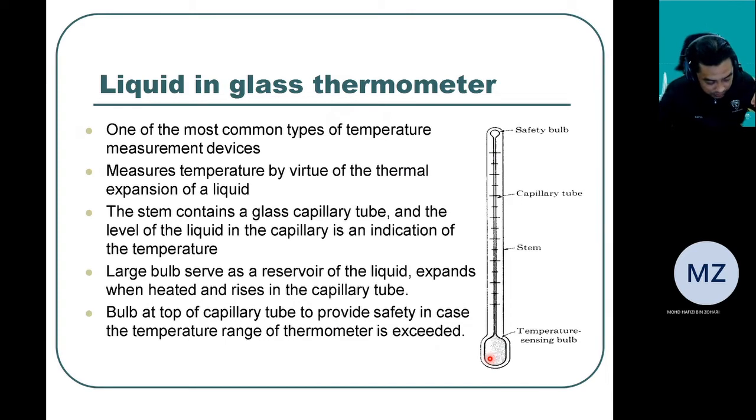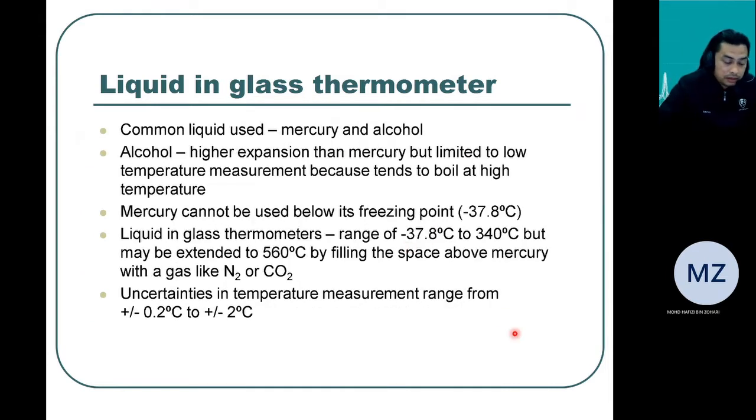Just sink it into any liquid or gas or any area that we want to measure, and it will directly show the temperature. It depends on the type of liquid that we use. For example, mercury has a freezing point of negative 37.8 degrees C. So we're going to use that one above that level. If you use it at the freezing point of mercury, we don't have an expansion.